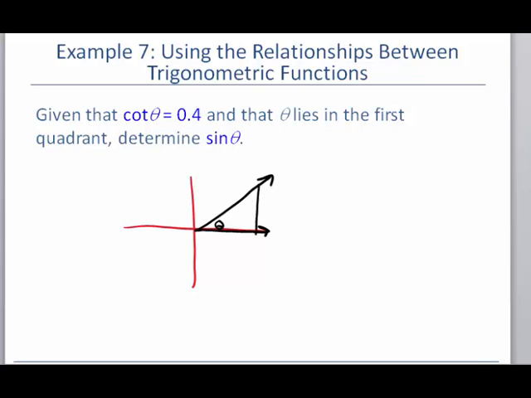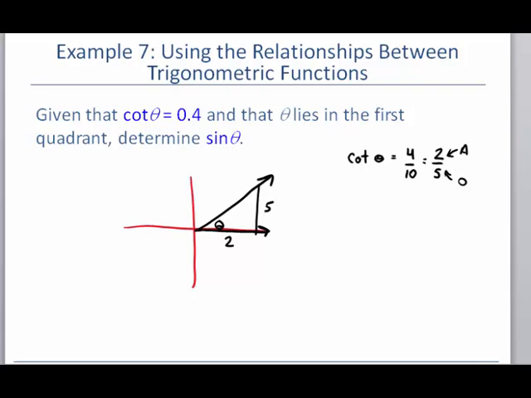Okay, so cotangent equaling 0.4. Let's go ahead and write that 0.4 as a fraction. So we know that 0.4 is equivalent to 4 over 10. And reducing that, our cotangent is equal to 2/5. We know by our SOHCAHTOA that cotangent is adjacent over opposite. It's the reciprocal of the tangent. So adjacent side would be 2, opposite side would be 5.